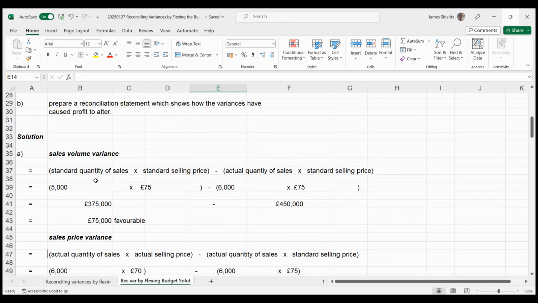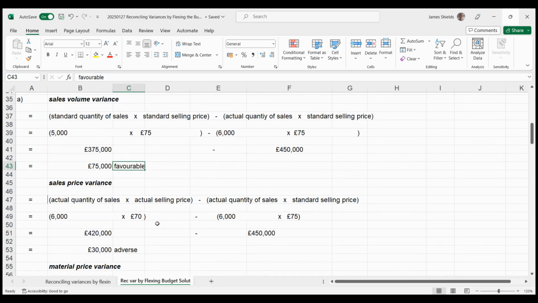So we do the calculations. 5,000 times 75 gives us £375,000. 6,000 times 75 gives us £450,000. So that gives us a difference of £75,000. So the actual quantity of sales was greater than the standard quantity of sales, therefore it's favourable.